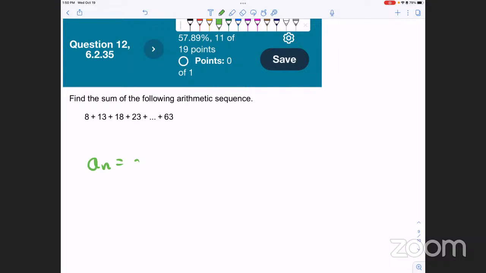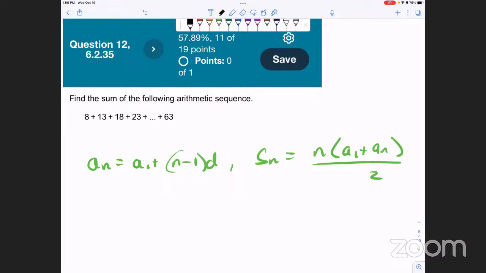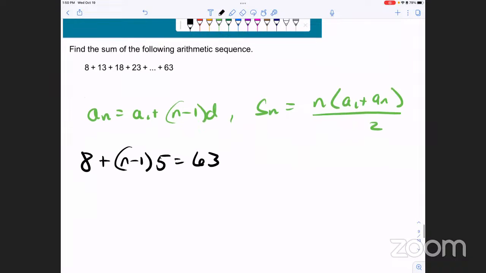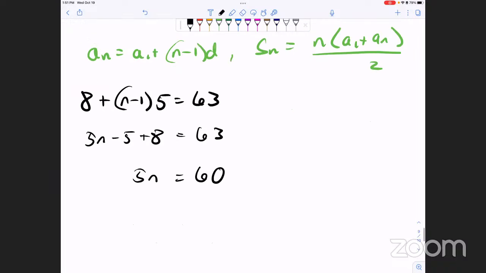So n terms, the first term plus n minus 1 times d. N terms, n times the first plus the last divided by 2. Okay. The first term is 8. N minus 1. Common difference is still 5. Okay. And 63. So then we get 5n minus 5 plus 8 equals 63. That difference is a positive 3. You subtract 3, you get 60. 5n. So then n equals 12.